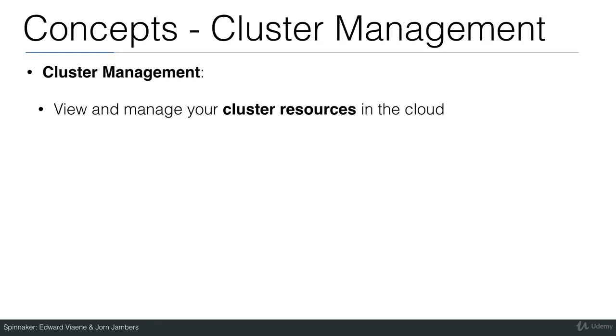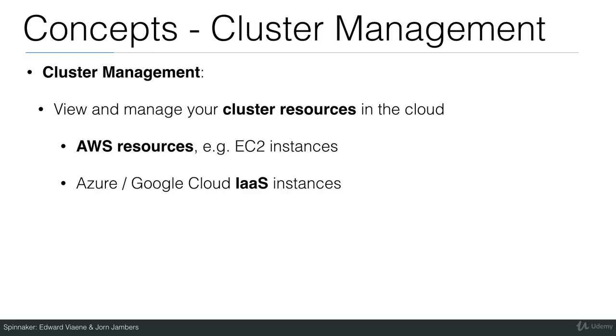Cluster management lets you view and manage your cluster resources in the cloud. Cluster resources can be AWS resources, for example, EC2 instances. Think about the virtual machines in the cloud. It can also be Azure or Google Cloud infrastructure as a service instances. So you can have instances on AWS, but Azure and Google Cloud are also supported. So that's one group of cluster resources that you could manage in Spinnaker.